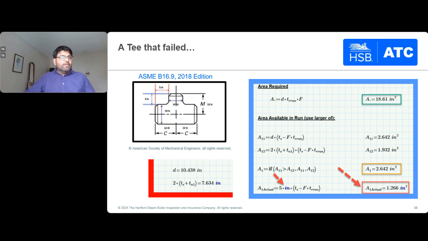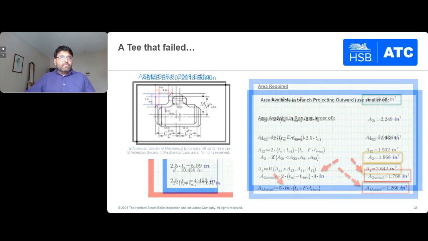So one way to do that would be, if you have to reduce that limit, you would find other ways to compensate for that reduction by either increasing the thickness, or maybe adding a branch with more thickness, or adding a repad. But in the case of a T, you have to work with the run extra thickness as well as the branch extra thickness. So lo and behold, if I adjust these equations based on what I have for this T, you can see that the available area is further reduced from 2.6 to almost half of it, 1.3.